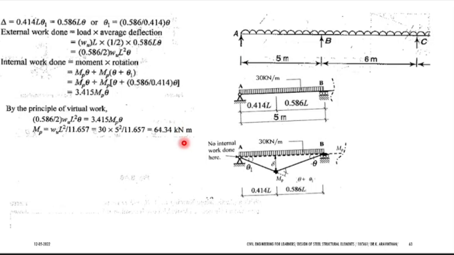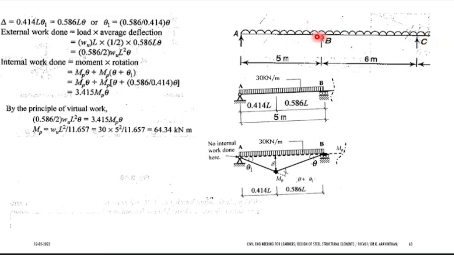So this is your plastic moment. When the span AB is getting collapsed, it achieves the moment of what? It achieves the moment of 64.34. Then it gets break. So you are finding the plastic moment for the span A and B.